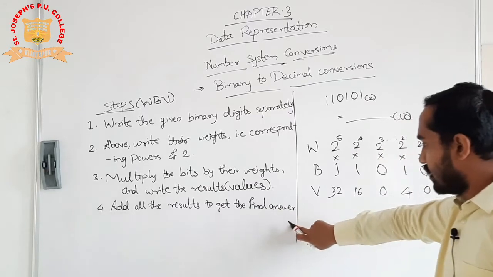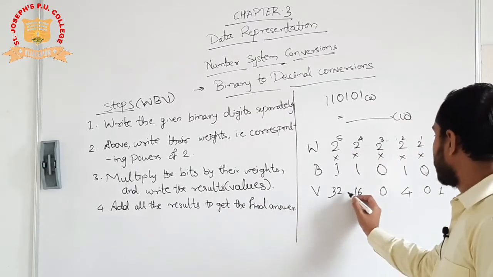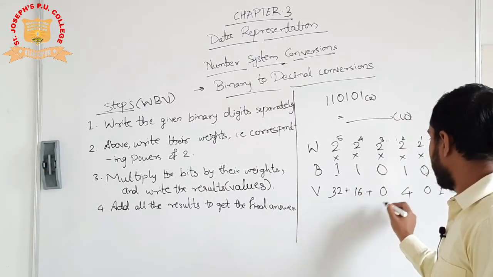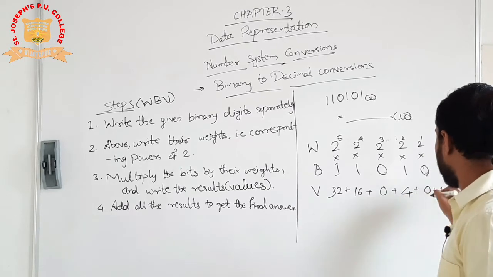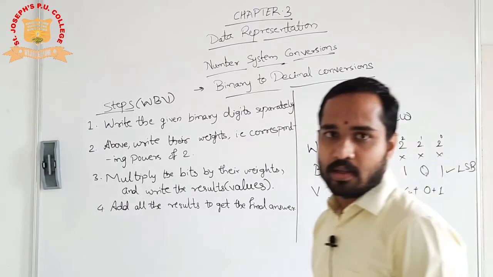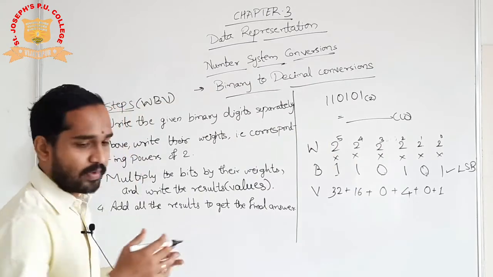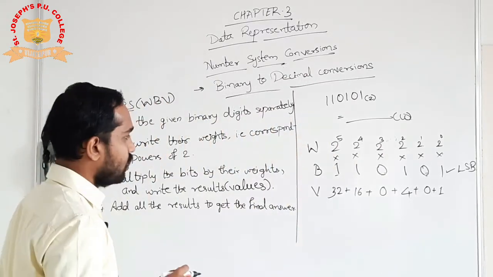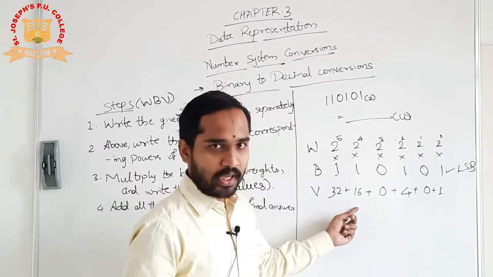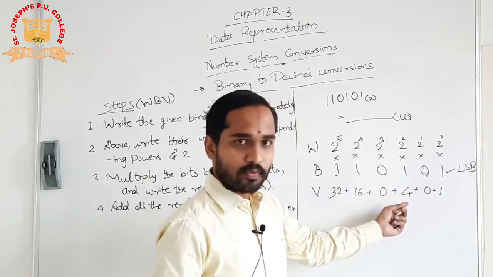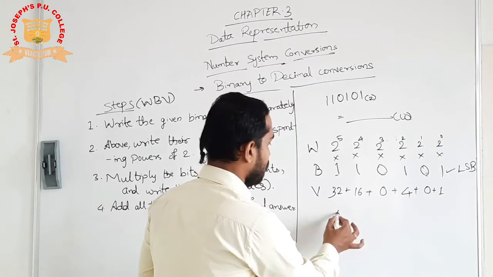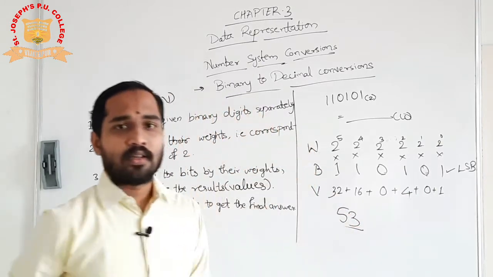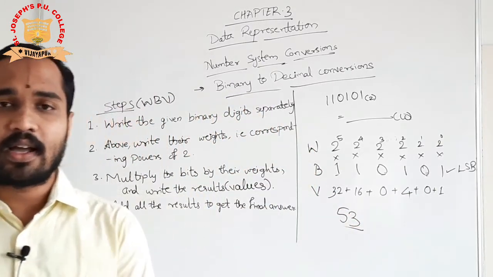Now, what is the final step? Add all the results to get the final answer. So 32 plus 16 plus 0 plus 4 plus 0 plus 1. When you add all these values, you get the final result. So 32 plus 16, 48. 48 plus 4, 52. 52 plus 1, 53. Now that is the final answer.